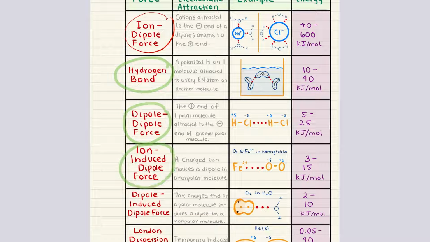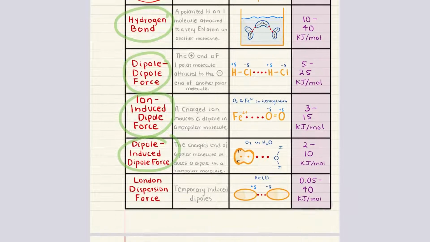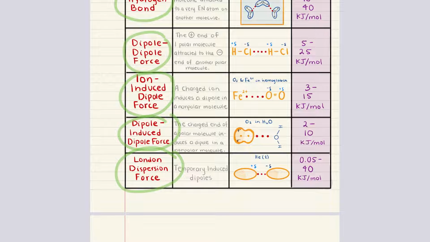Then there's ion-induced dipole forces. This is where a charged ion induces a dipole in a non-polar molecule. Then dipole-induced dipole force, this is when a polar molecule induces a dipole in a non-polar molecule. And then last but certainly not least, we have London dispersion forces. These are temporary induced dipoles that occur in all substances, but they're the only forces in non-polar solutions.